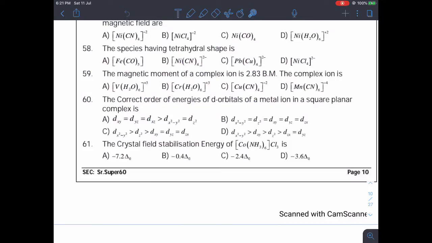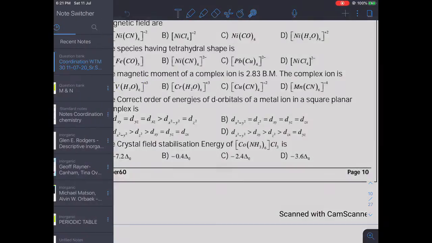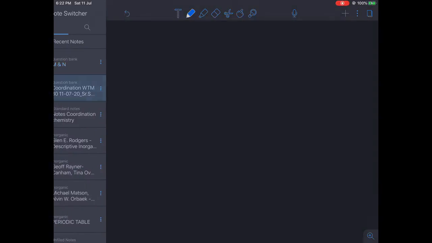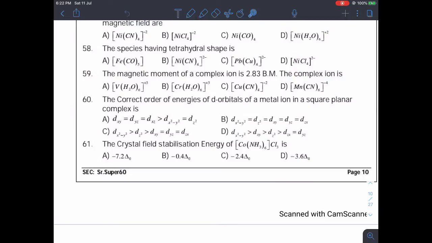Now if you look at this, vanadium is present in +3 state. So if we solve for vanadium, its atomic number is 23, so its configuration will be [Ar] 3d3 4s2. So what will be vanadium +3? That will be [Ar] 3d2. So how many unpaired electrons do we have here? 1 and 2. So we got the answer. The correct answer will be the first option itself, this one.